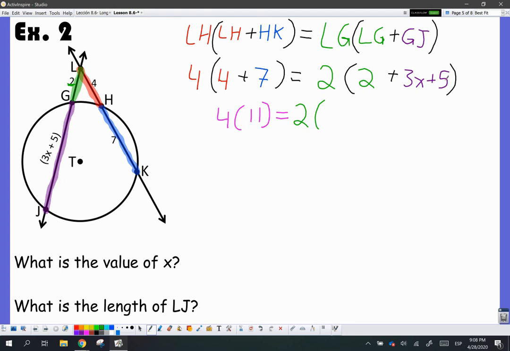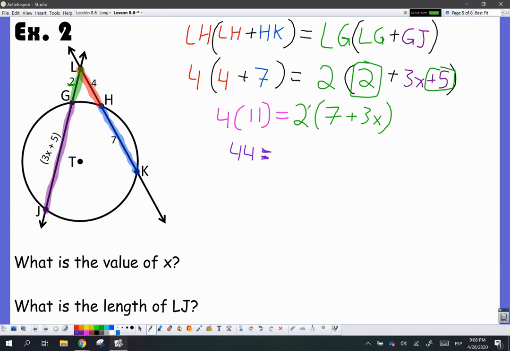3x plus 5. So this expression is a little bit long, and I can simplify this because since I have 2 constants here, I have this 2 and I have this 5, I can combine those. So if I combine those, 2 plus 5 is 7. And then I have plus 3x. Let's continue simplifying this equation. The next thing I'm going to do is 4 times 11. I know that's 44.